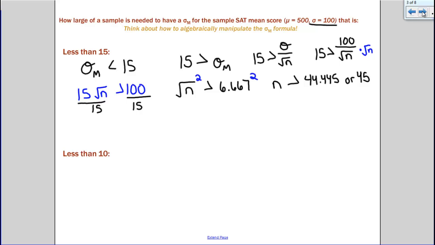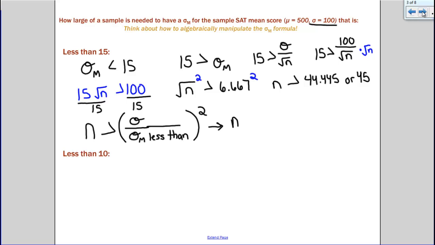Now, for those of you who aren't super comfortable with algebra and manipulating equations, I'm going to give you a beautiful little shortcut that you can use to figure this out. So instead of doing all this up here, you can simply use this. n needs to be greater than the standard deviation for the population divided by the desired standard error, or I'll call it the standard error that we want it to be less than, that whole thing squared.